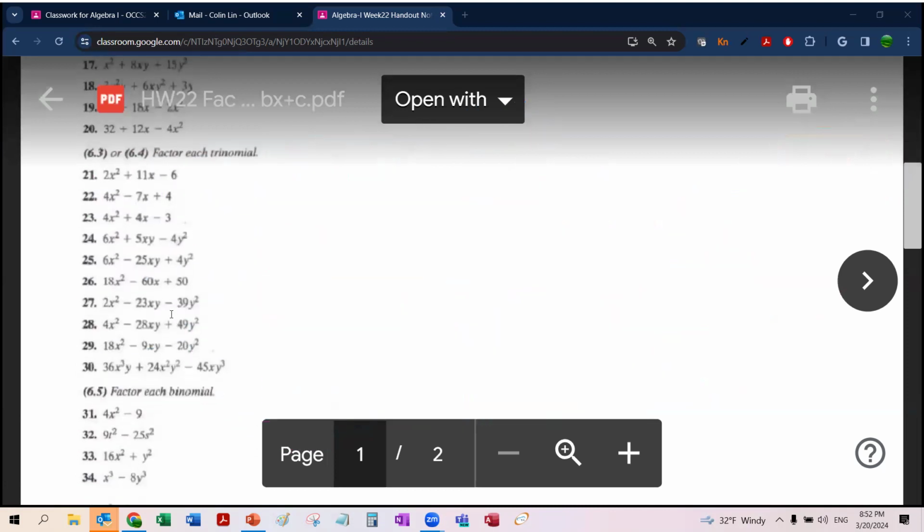More challenging part, 21. In the 21 part, you can see in these kinds of problems, a is not 1 anymore. Just like 2x squared plus 11x minus 6. First step, we try a times c. A is 2, c is negative 6, so it becomes negative 12. Right now, we need to factor negative 12 into two numbers and find the sum of them is 11.